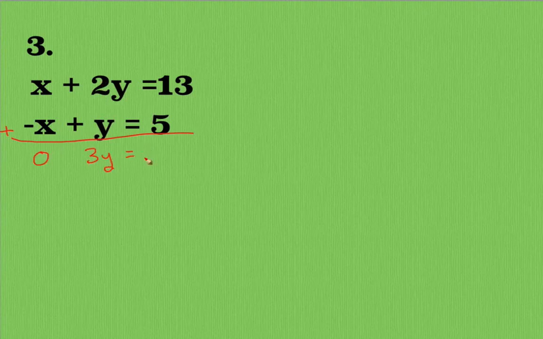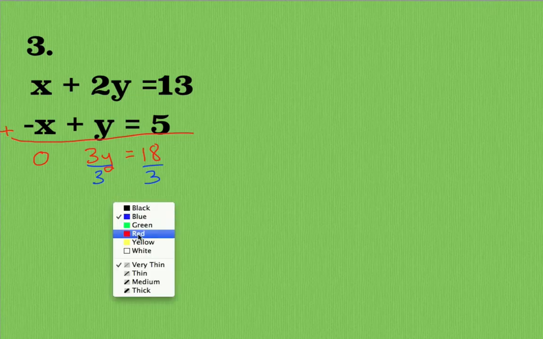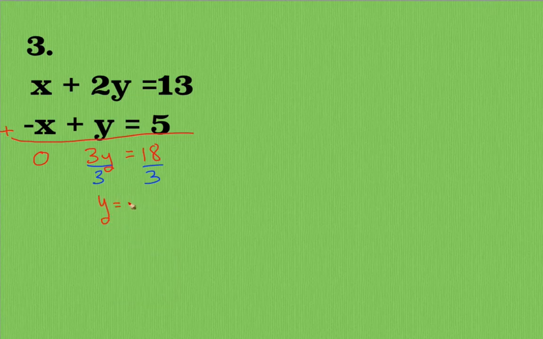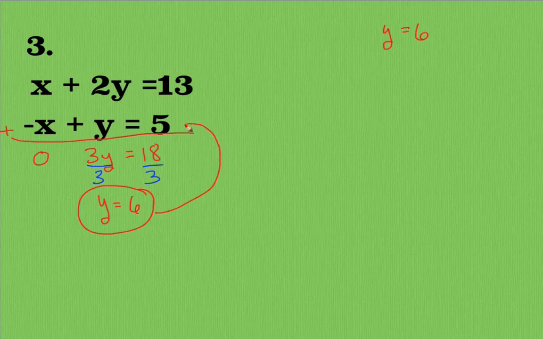So now I only have one variable that I'm worrying about. So I can just continue on and get rid of that 3, and that leaves my y by itself, leaving me with y equals 6. So I've just found my first variable, y, that equals 6. So now that I know what y is, I can just plug it into any one of these equations to find my x value. So let's plug it into this one. It seems like it could be a little easier.